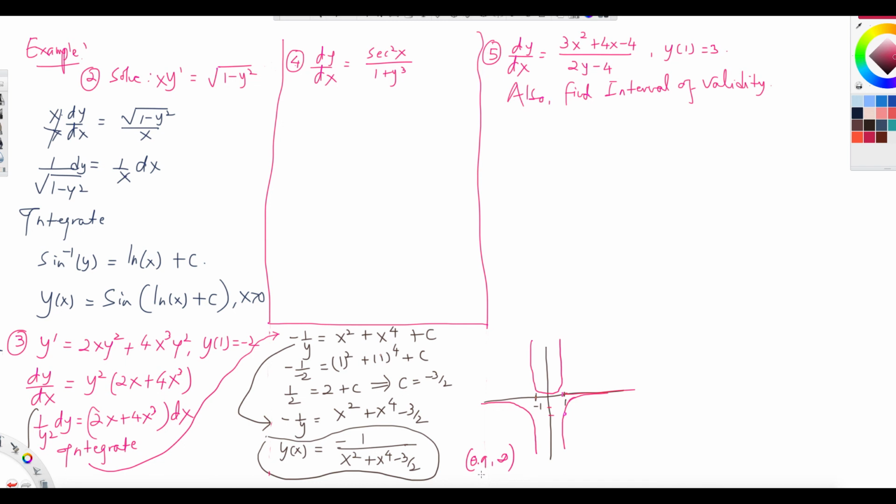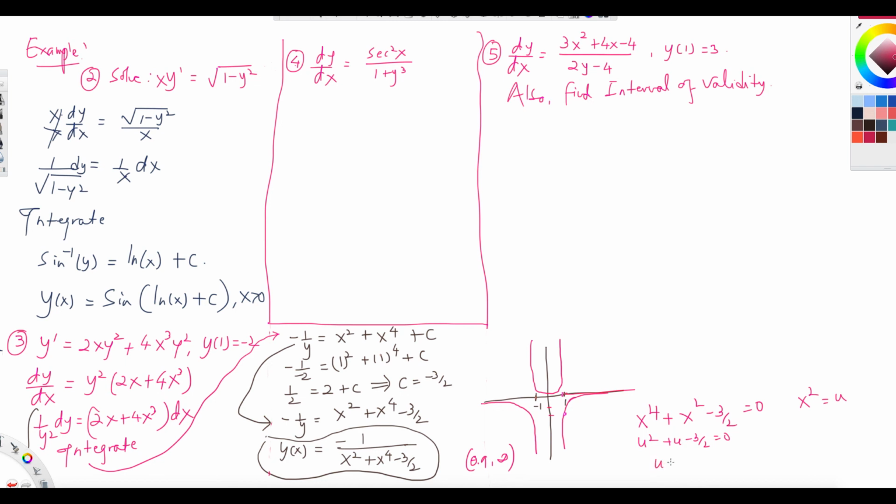If you want to know the exact value, you need to solve that, because the function y of x is not defined if this is 0. You can solve x square plus x to the 4 minus 3/2 equals 0. Let us suppose x square is u. You can write u square plus u minus 3/2 equals 0. What did I do? I set x square equal to u. Now you solve using the quadratic formula, because this is quadratic.